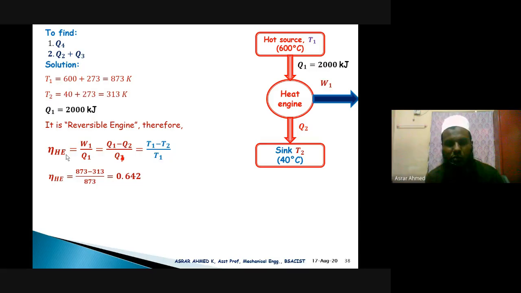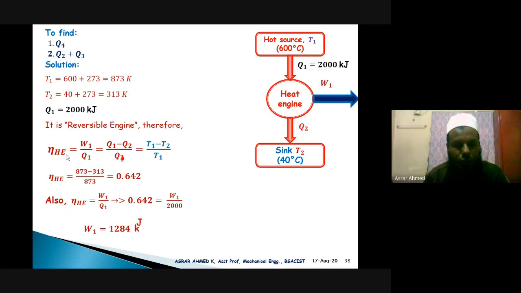While you solve the problem, Sir, 1284, sir. 1284, excellent, thank you. So also, efficiency of heat engine is equal to W1 by Q1, which implies 0.642 equals W1 by 2000. Therefore W1 equals 1284 kilojoule. But this is not the answer for this part.